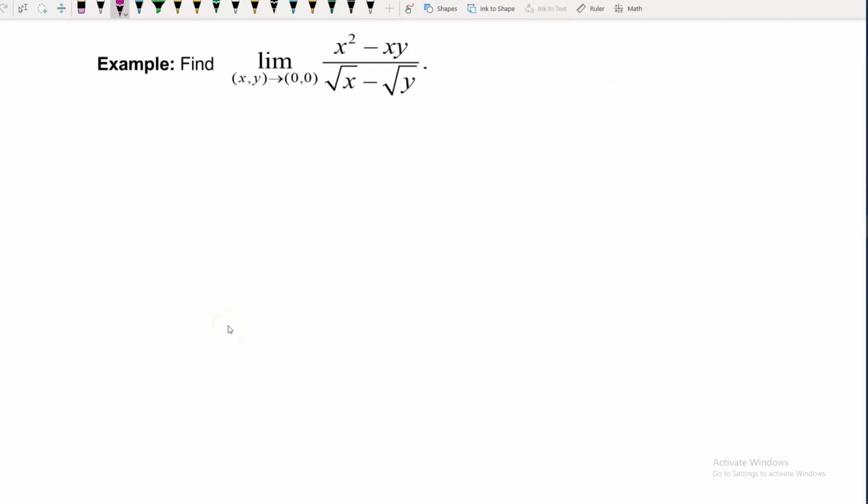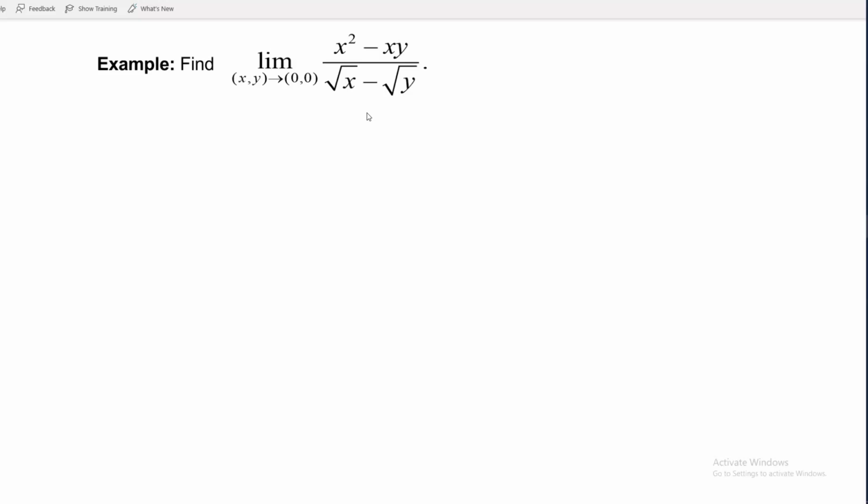Example, find limit as (x, y) approaches (0, 0) of x squared minus xy divided by square root of x minus square root of y. If we directly substitute x equal to 0 and y equal to 0 in this expression, we will have 0 minus 0 divided by 0 minus 0. So that will be 0 over 0, and this is indeterminate. And again, because of having 0 in the denominator, we cannot use the quotient rule.